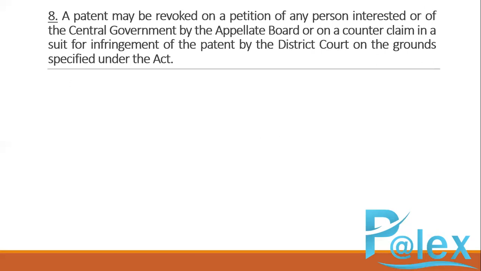Question number 8, a patent may be revoked on a petition of any person interested or central government by Appellate Board or a counterclaim in a suit for infringement of the patent by the district court on the grounds specified under the act. Now this is a false statement. If you look at section 64(1), then the revocation always happens at the high court. Actually, it doesn't happen at the district court. So a patent may be revoked only in the high court. Herein it is mentioned as district court. That's the reason it's a false answer.